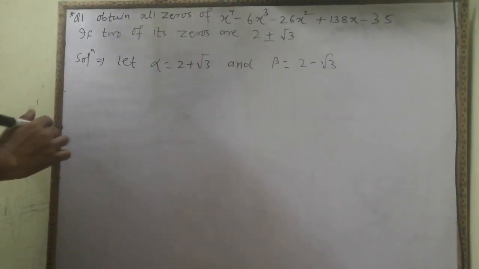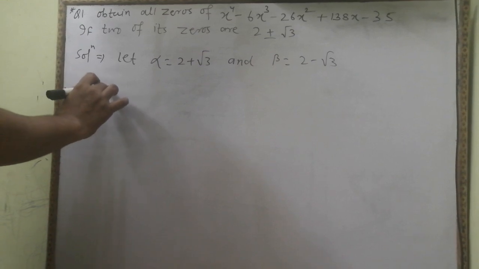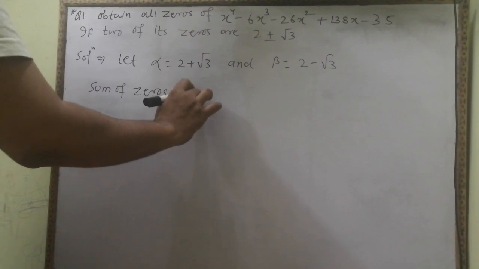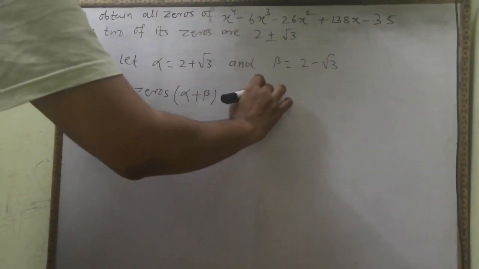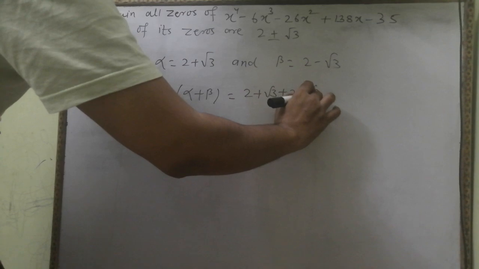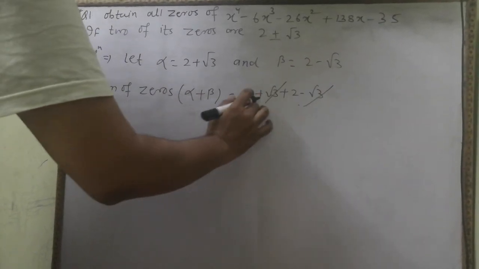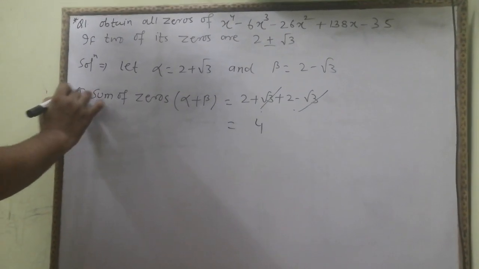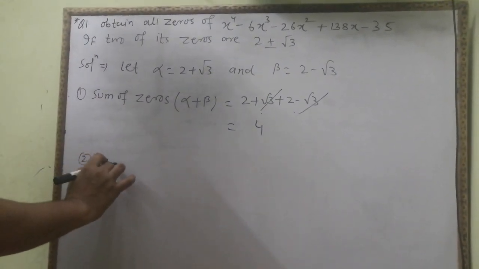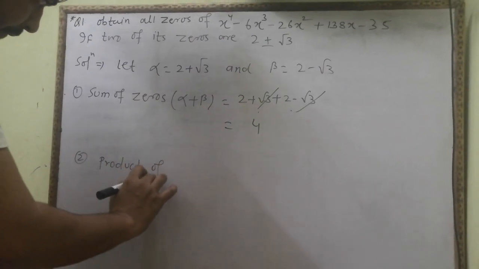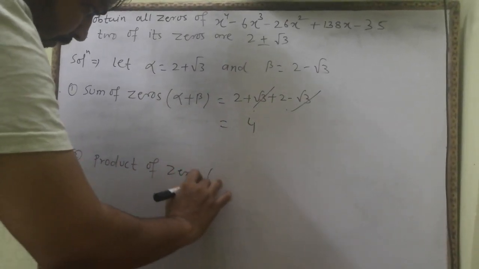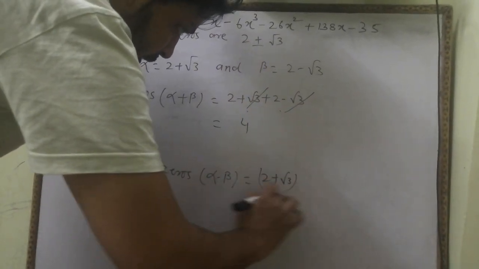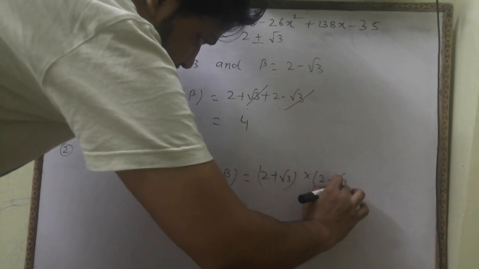First find the sum term. The sum of zeros is alpha plus beta. It will be 2 plus root 3 plus 2 minus root 3. Root 3 will cancel, 2 plus 2 will be 4. Now find the product of zeros, that is alpha into beta is equal to 2 plus root 3 into 2 minus root 3.